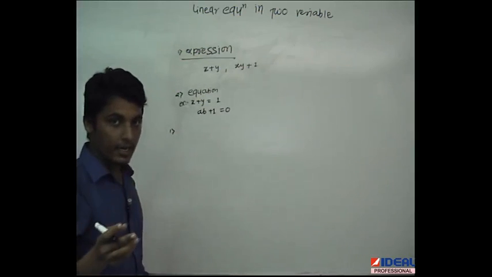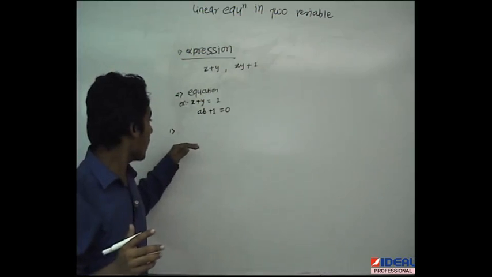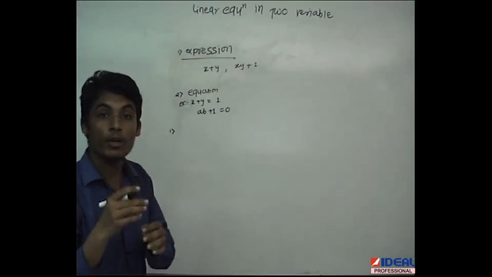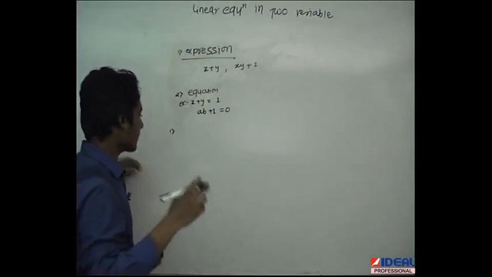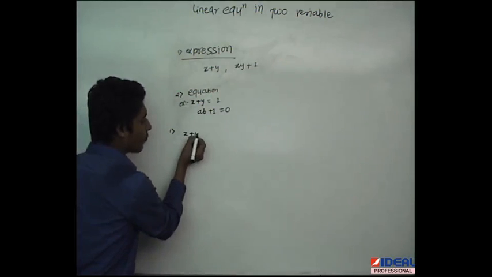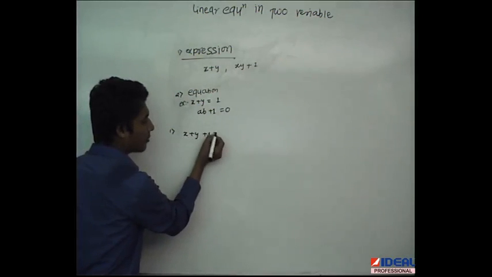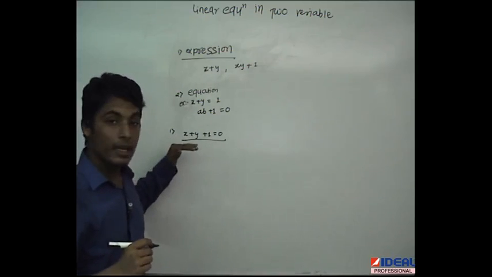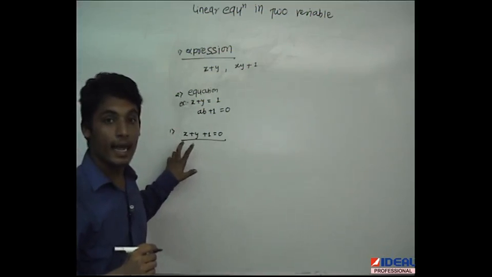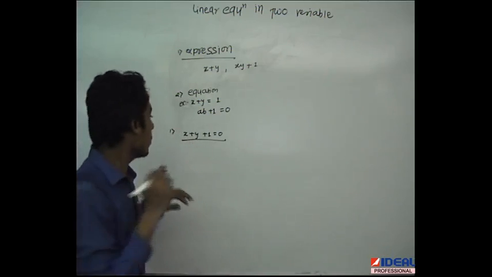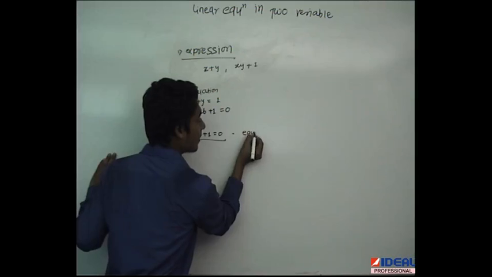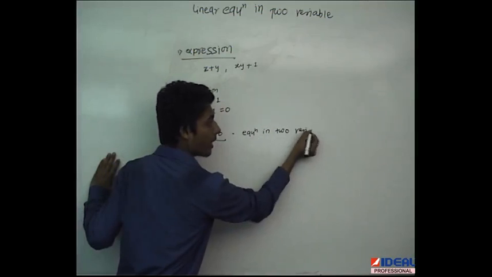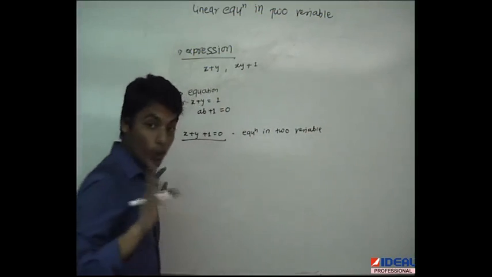See, an equation has a number of unknowns equal to the number of variables. For example, x plus y plus 1 is equal to 0. In this equation, two unknowns are there, x and y. So this is an equation in two variables.